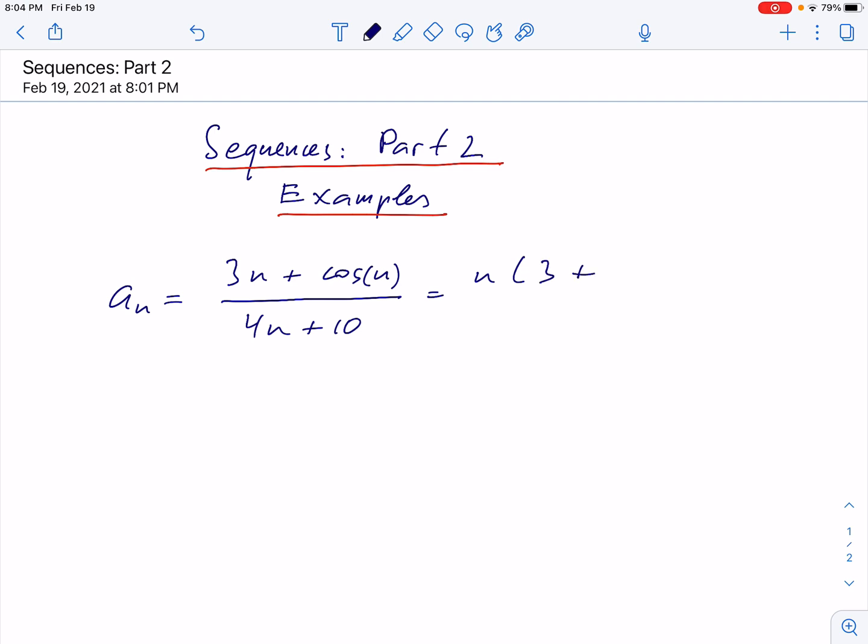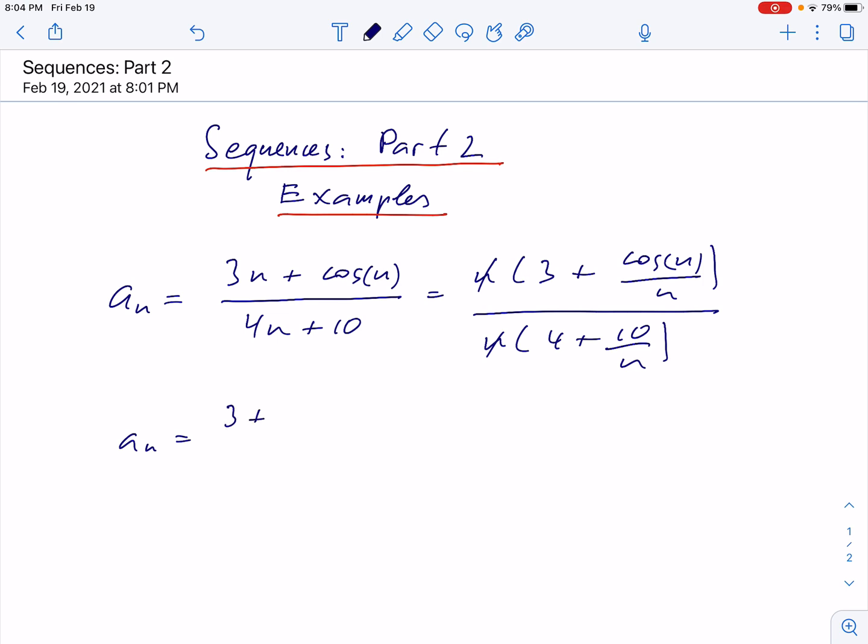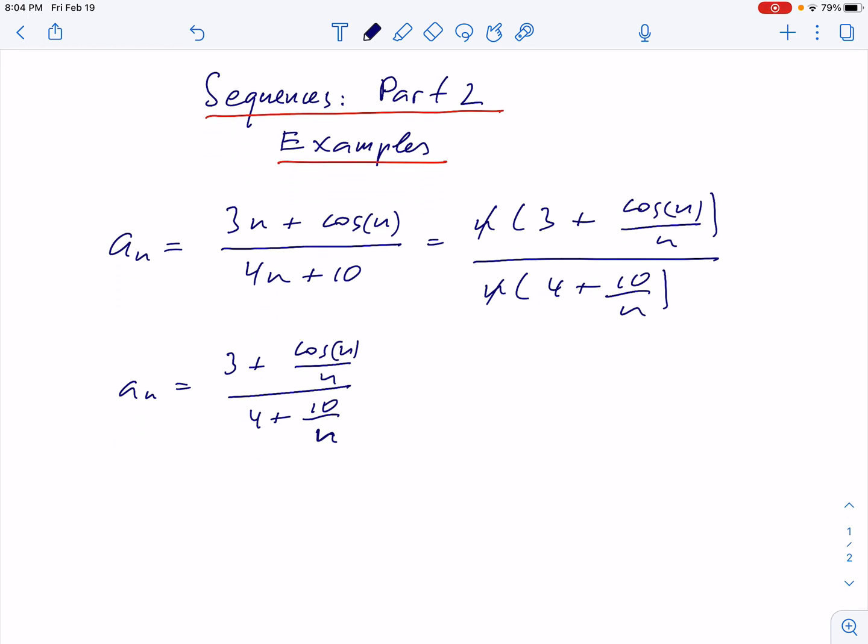There will be 3 plus cosine n over n on the top remaining, and below, when you factor n, you have 4 plus 10 over n. Now reduce by n. We can write our general term, 3 plus cosine n over n, over 4 plus 10 over n. Now, what happens here when n grows to infinity? Is there a limit or not?